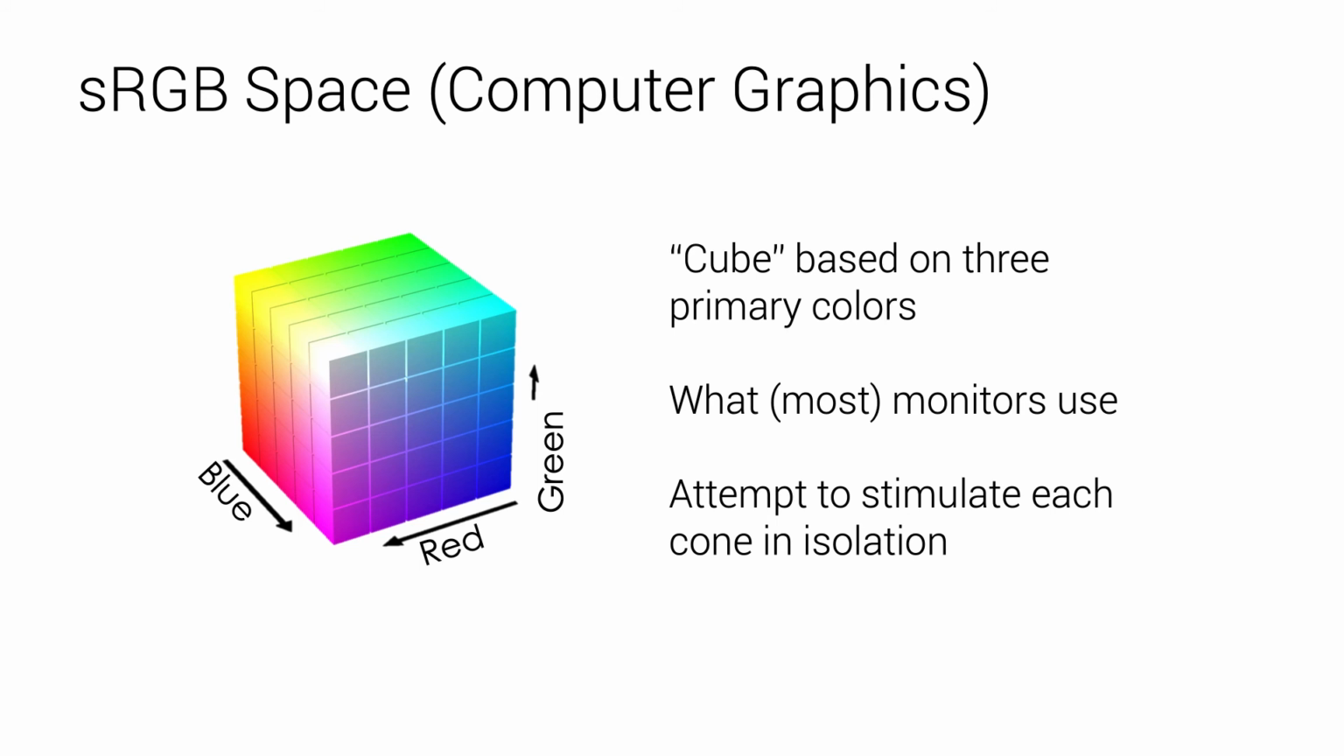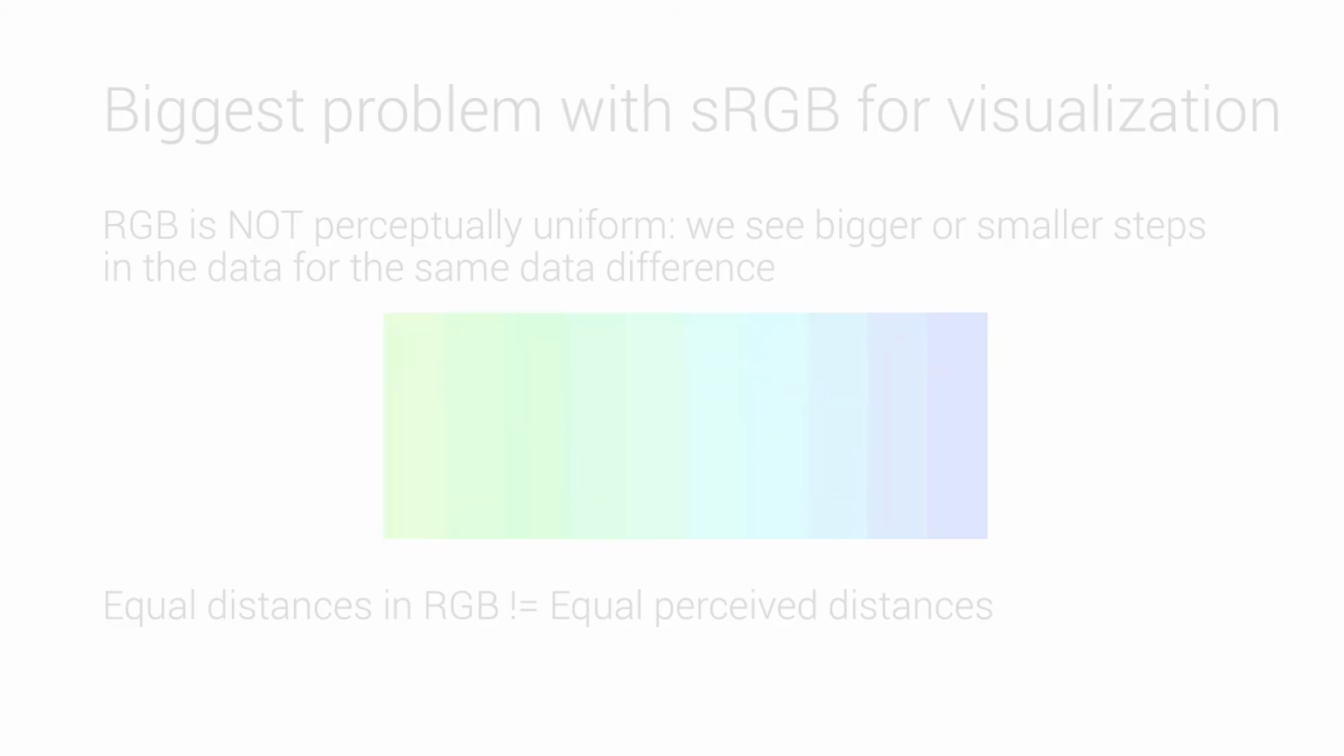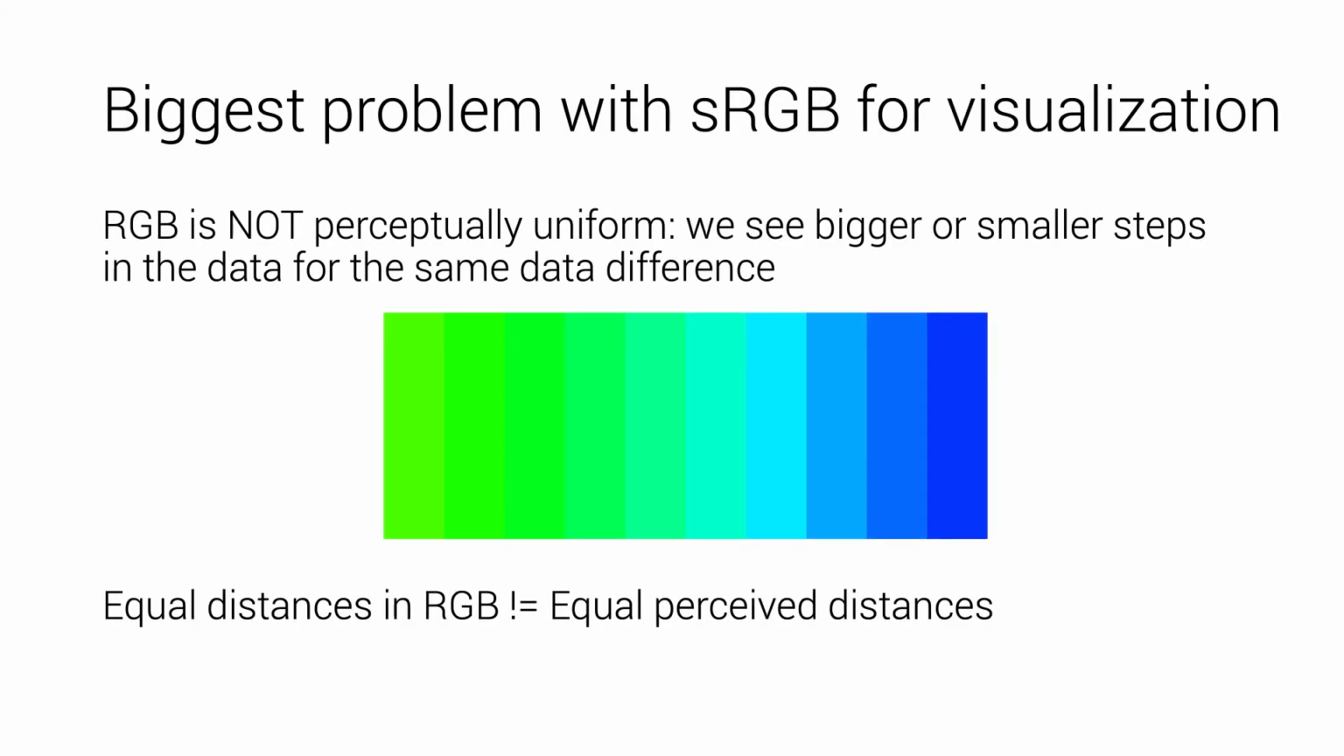So while this feels like it should be a very intuitive and very perceptually useful space, in practice, RGB is not perceptually uniform. We might see bigger or smaller steps in the data, corresponding to equal size steps in RGB. And you can see an example of this here. So each of these rectangles has an equal distance from each other in RGB, but we have a much harder time distinguishing the greens from one another than we do the blues. So what this tells us is that equal distances in RGB are not equal to equal perceptual differences.